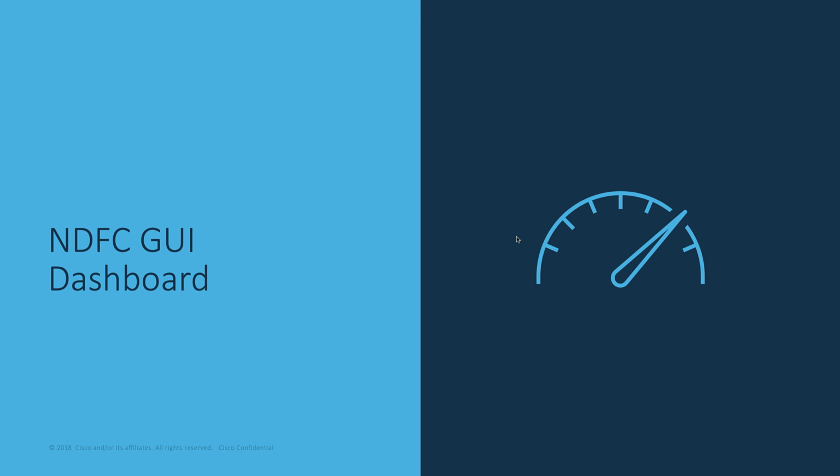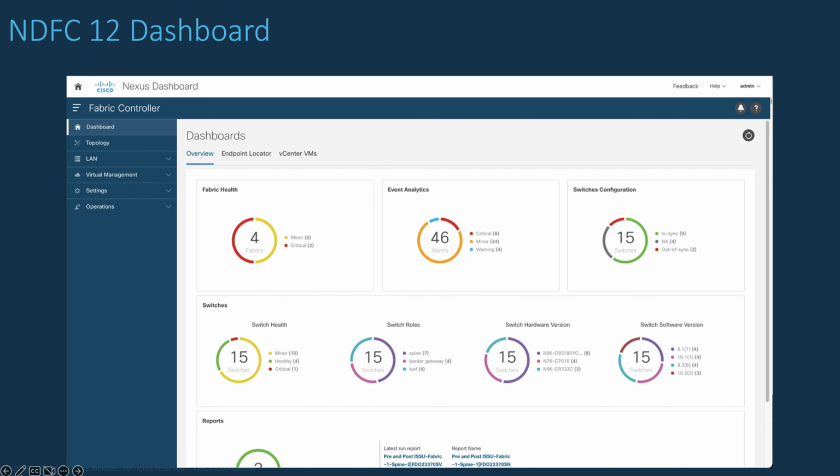Let's have a quick overview of the NDFC user interface. This is the NDFC 12.1.1 user interface. From the left sidebar menu, you can select the dashboard tab, and from the overview tab, you can see a series of tiles showing a series of charts that summarize the status of your fabric and different components. The two other tabs provide details for endpoint locators as well as for virtual machines. The additional tabs appear here according to the NDFC features that you have enabled at the beginning.